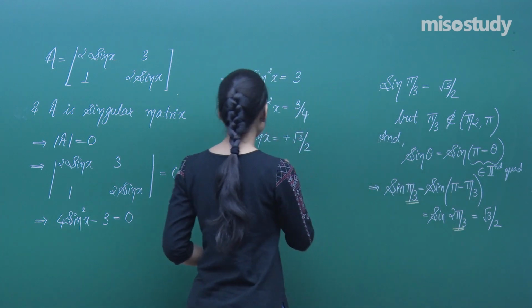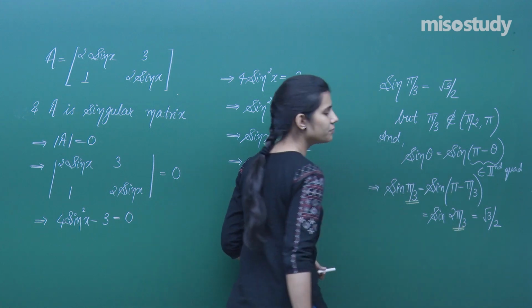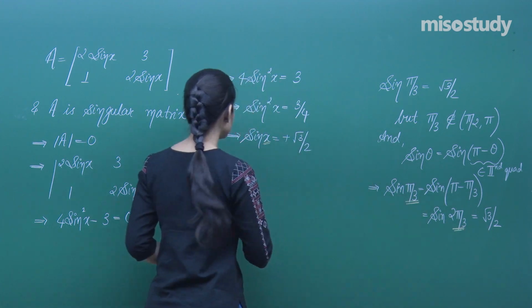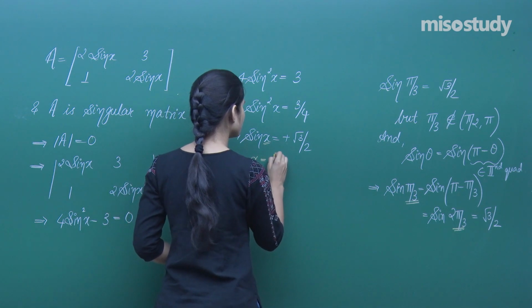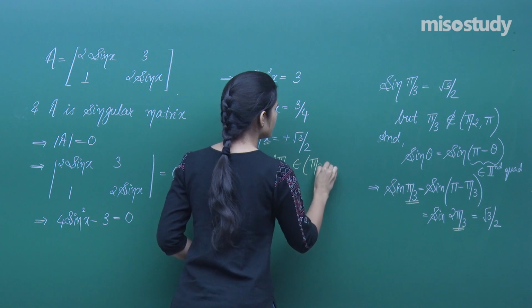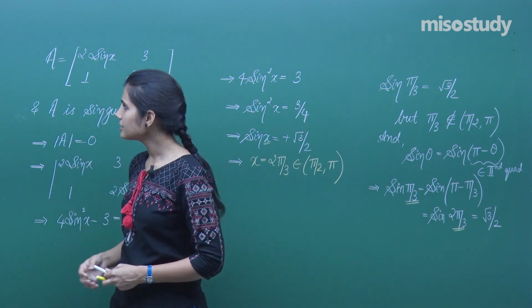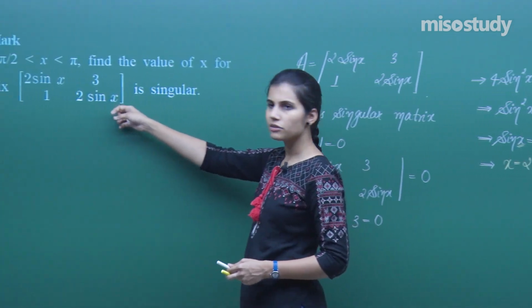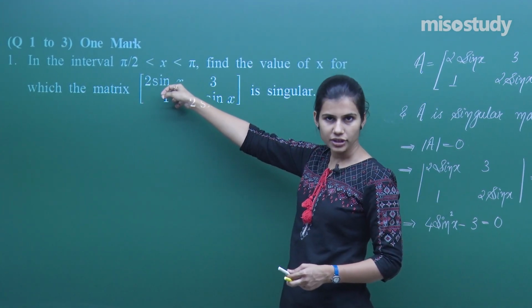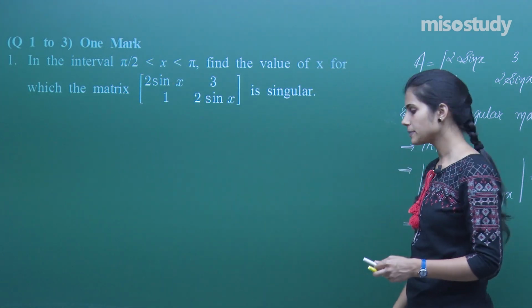I want x's value to be lying in the second quadrant, so that means x's value should be 2 pi by 3 for its sine ratio to be root 3 by 2. So this implies x is equal to 2 pi by 3 lying in the second quadrant. So what is the value of x lying in the second quadrant for which this matrix is singular? x's value should be 2 pi by 3, so that this matrix comes out to be a singular matrix.